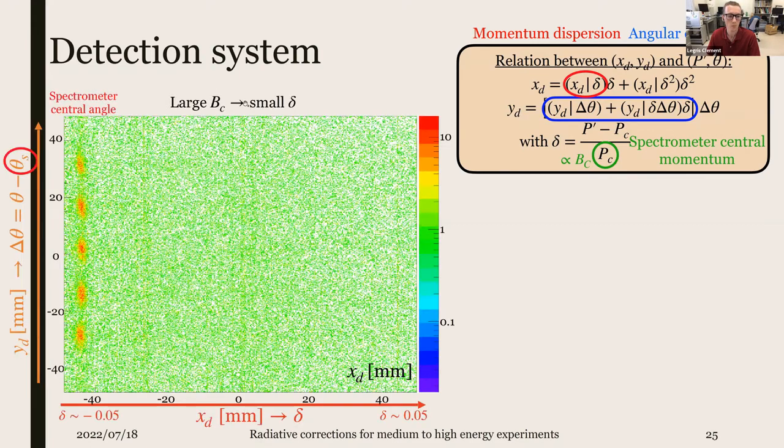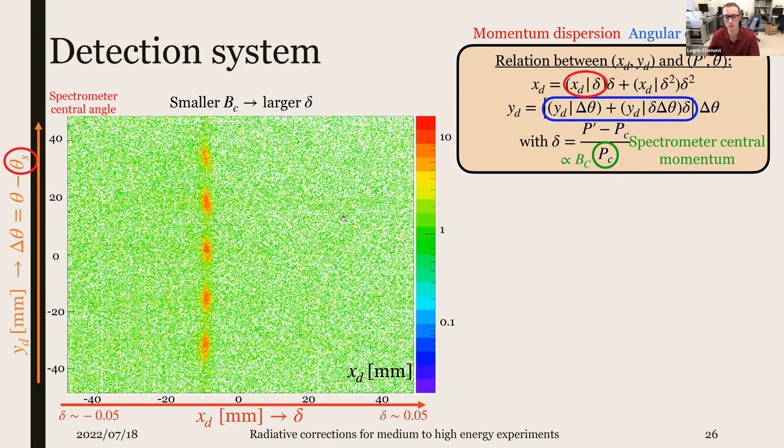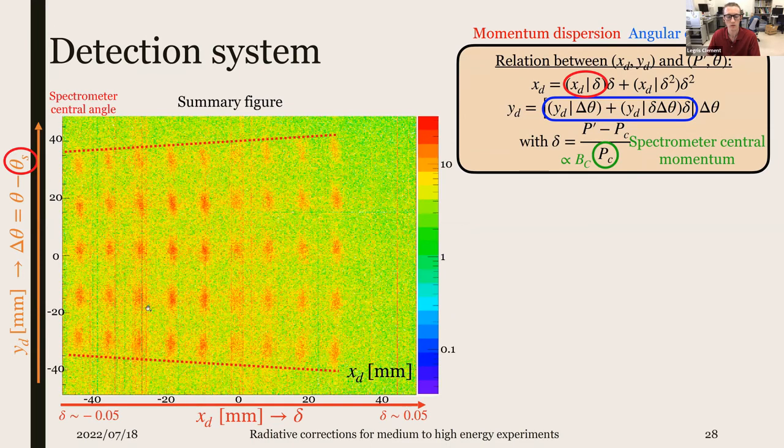Depending on the magnetic field, you have different positions. For example, if you use a large magnetic field, you have a small delta, so a small X position, with a delta about minus 0.05. But if you decrease the magnetic field, you increase the delta and the X position. So if you compile all the data that we obtained with 9 different magnetic fields, you can get the angular and momentum dispersion.